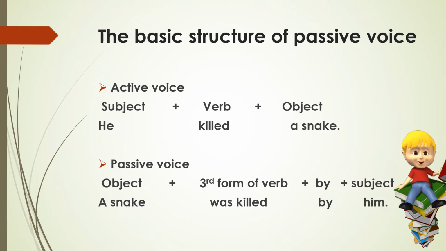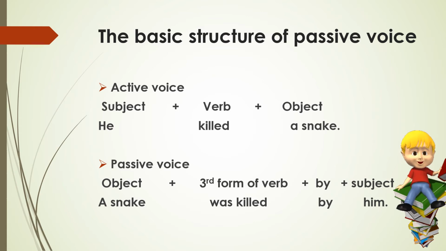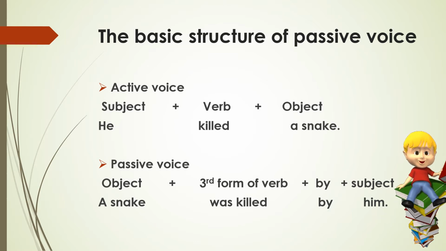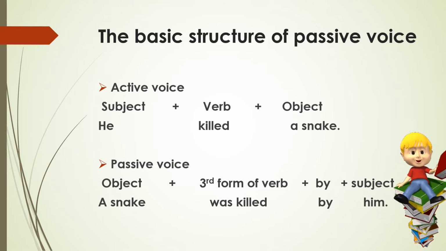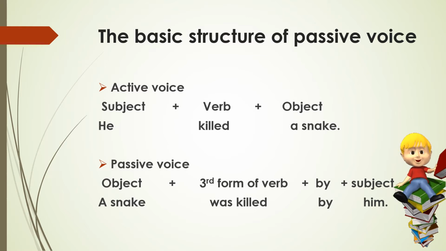The object will appear in the beginning, then it will be followed by the third form of verb as per the rules of passive voice, and then it will be followed by the word by and then the subject. For example, a snake was killed by him. As you all know, we change the subject into possessive pronoun, right? So now let's move to another slide.